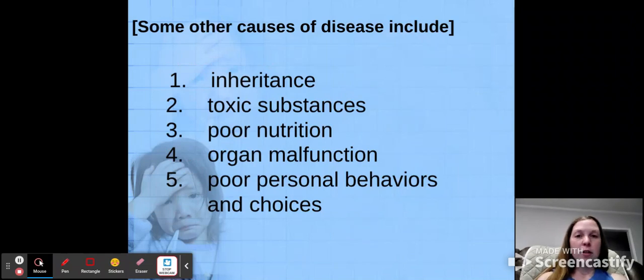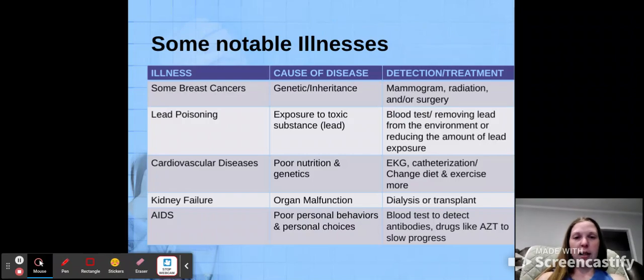Some other causes of diseases are inheritance, so you can inherit certain diseases, toxic substances, being exposed to those, poor nutrition, if you can't take care of yourself that way, it could lead to your body malfunctioning, organ malfunction, and then poor personal behavior and choices. And then here, if you want to pause this, you can read over some of these notable illnesses.